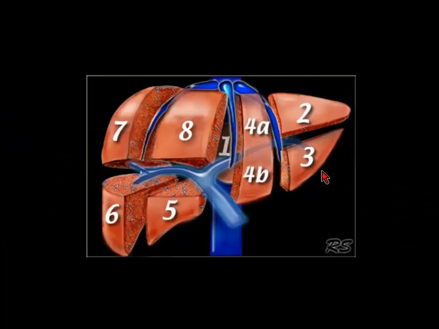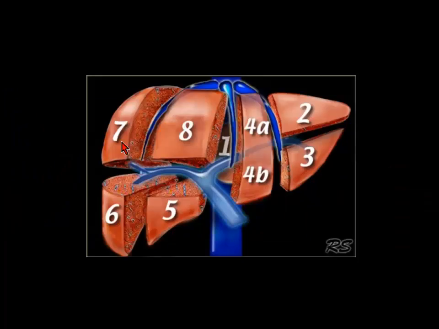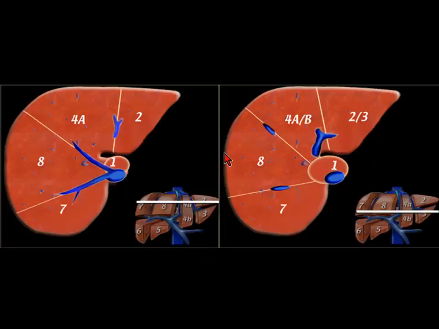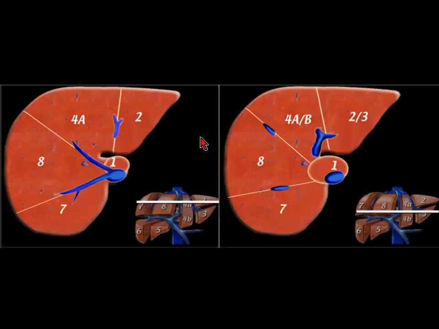So again, if you remember this, if you look at this: 2, 4A, 8, and 7. So 2, 4A, 8, and 7. So this is above the portal vein division. And then this is where it overlaps. It's just entering into the hilum, so probably this is the overlap area. So you've got 2, 3 coming in, 4A and B coming in, 8 and 7 coming in.